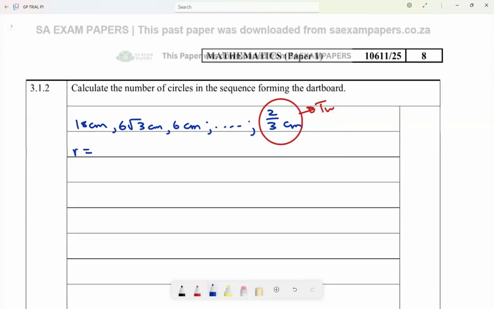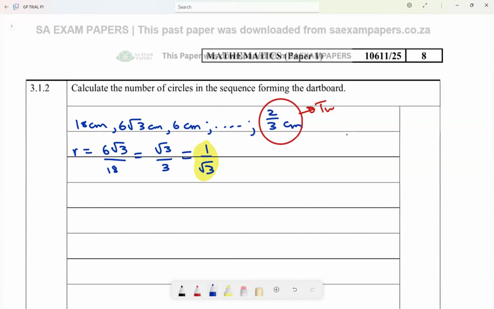Okay, so the ratio is going to be 6√3 divided by 18, which is square root of 3 divided by 3. Okay, so yeah, if you use your calculator, remember, this is the same as square root of 3 divided by square root of 3 multiplied by square root of 3. So it might give you something like 1 over square root of 3. So whichever you use, okay? So I think we're going to use this one. Let's use r as 1 over square root of 3 rather, simplified.